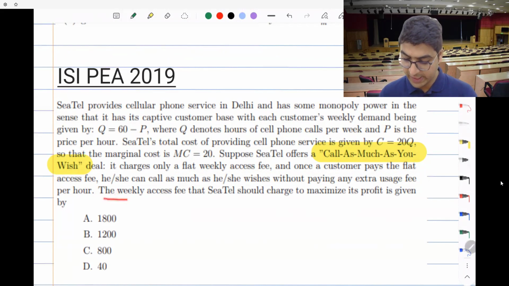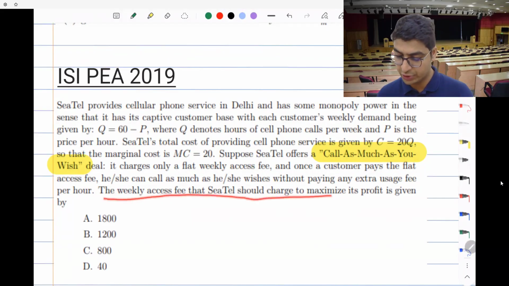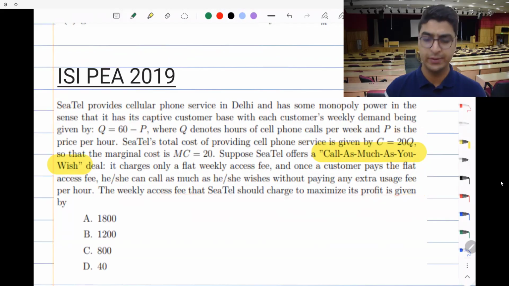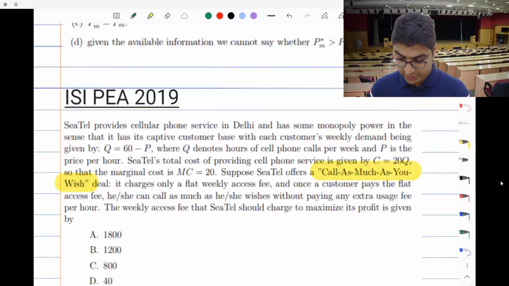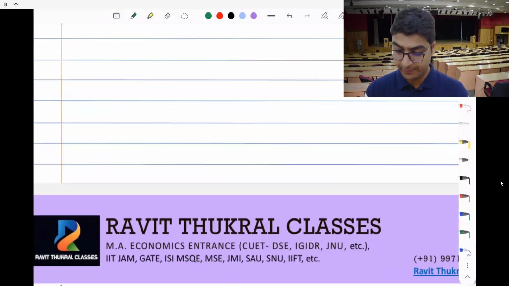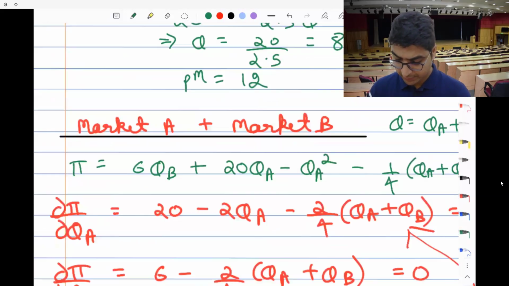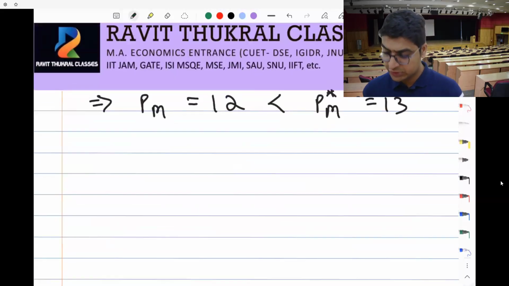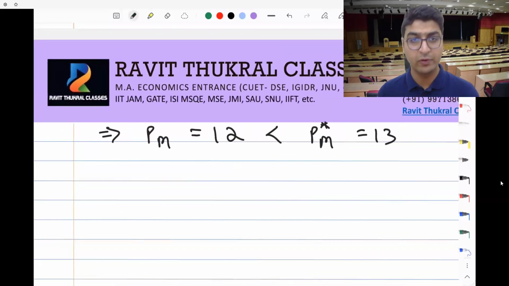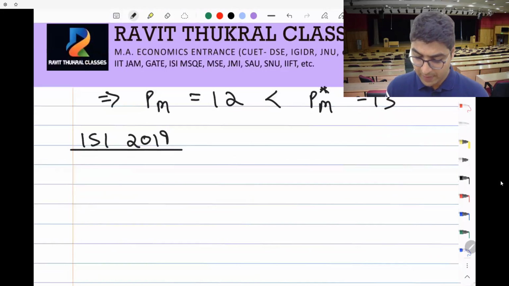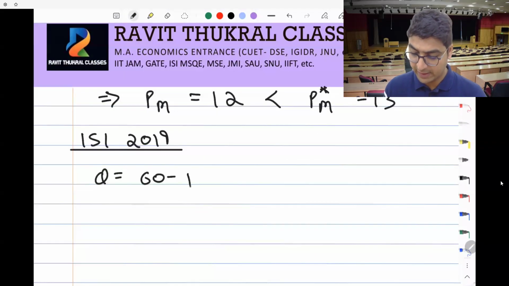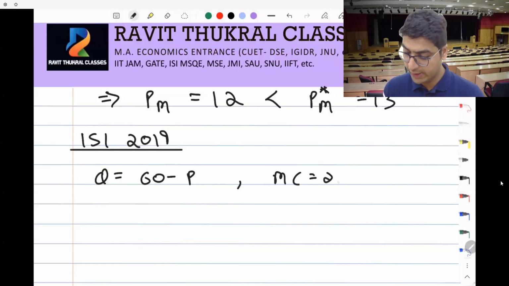Okay, so the question is the weekly access fee that CTEL should charge to maximize its profit is given by. तो वो fixed charge कितना होना चाहिए? So let's solve this problem. Demand function is 60 minus P and marginal cost is 20. So similar to second degree price discrimination, we want to maximize the profit. This problem is from ISI 2019. Okay. So आपके पास डिमांड फंक्शन 60 माइनस पी, मार्जिनल कॉस्ट वैसे है 20.